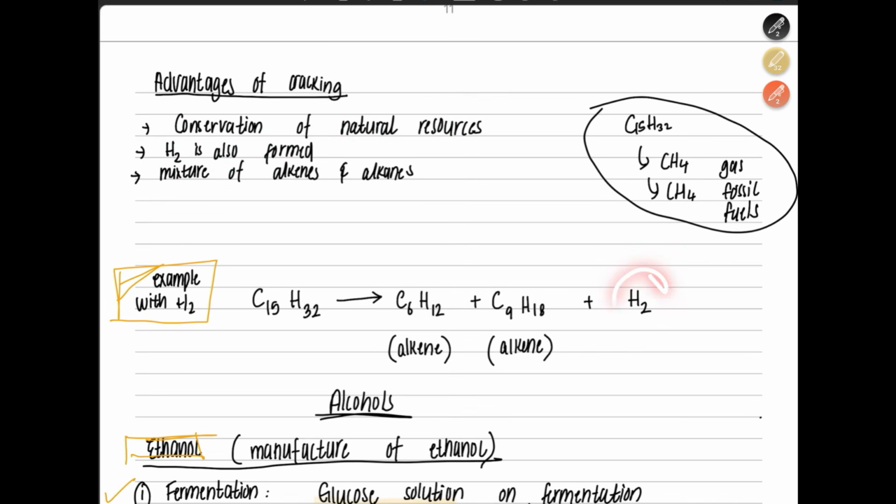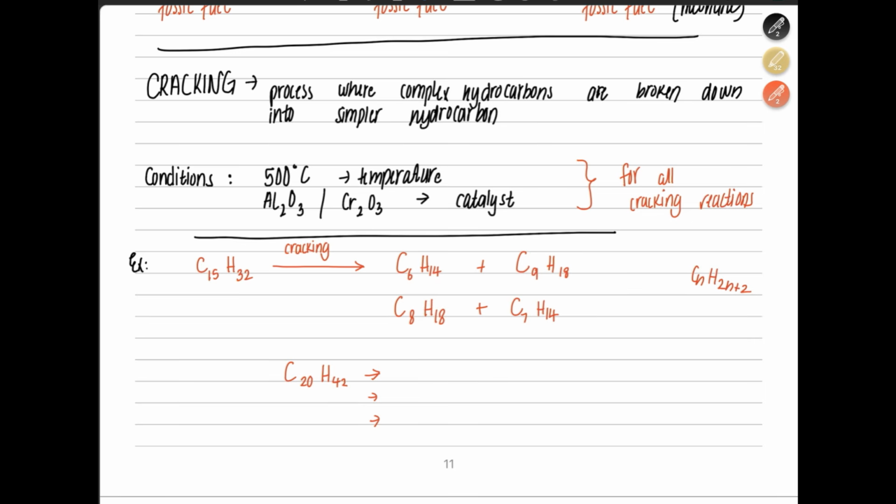When hydrogen gas is formed, one of the molecules must be an alkene, because they're losing the extra 2 hydrogens, and this hydrogen gas is produced. Also, you can get a mixture of alkenes and alkanes. In this example, both of them are alkenes, but in the previous example, you have an alkane and an alkene.